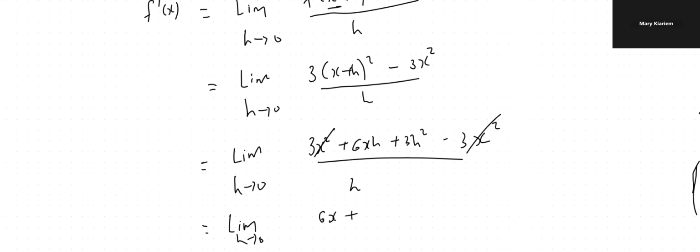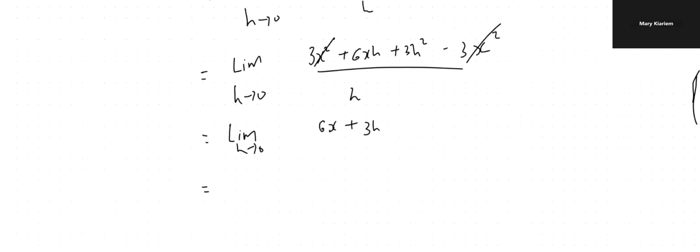So now we just evaluate our limit by simply putting a 0 where there is h, so that we have 6x plus 3 times 0, which happens to be 6x plus 0, and your answer becomes 6x.